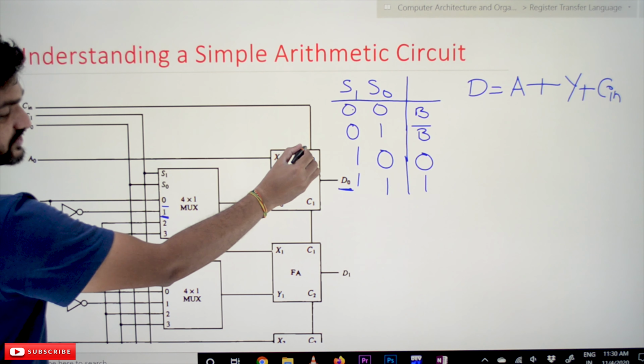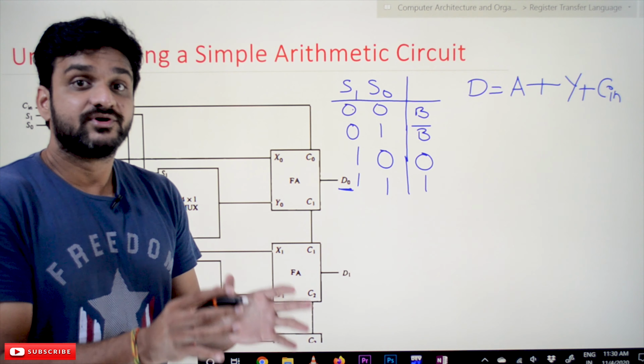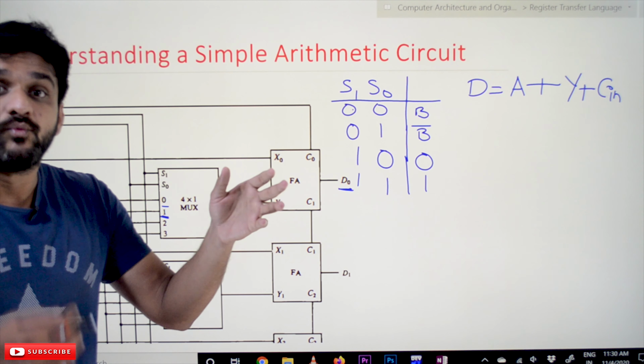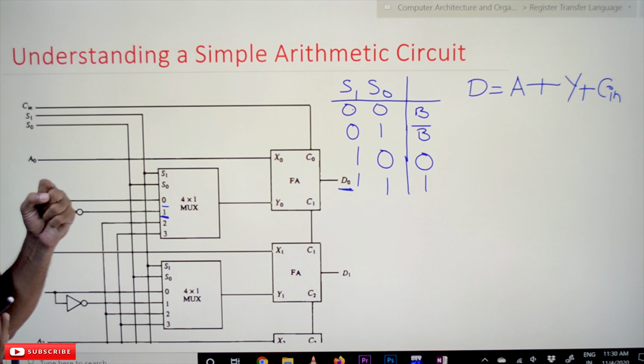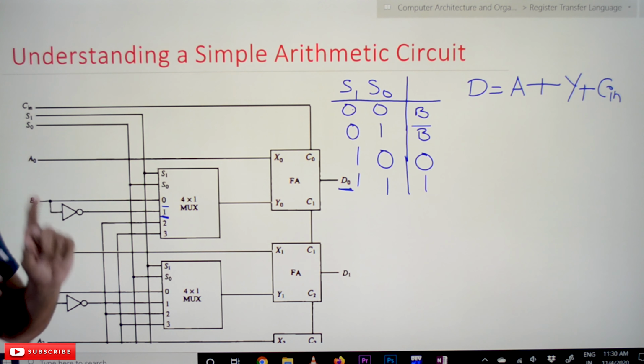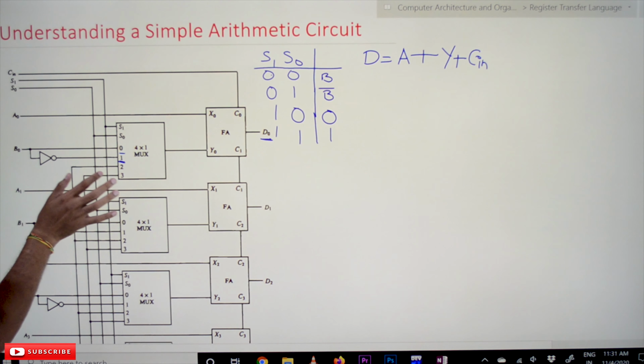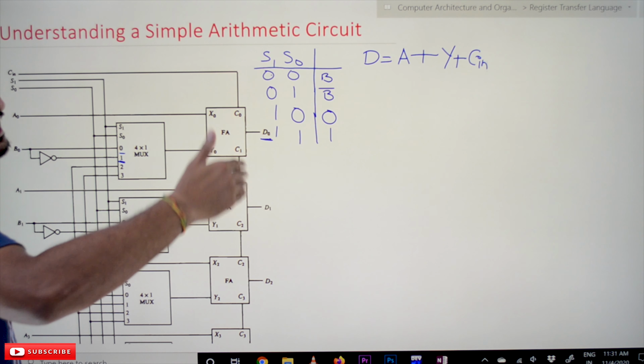C in, the value which is provided by the Cin, is one of the values which decides the value of D. The value of D is decided by x0, y0 plus c0, which is A plus Y plus Cin. So now, whenever the select lines and the Cin are provided with values, what are the operations that are performed by this circuit? That we will try to understand now with the values of S0, S1 and Cin.